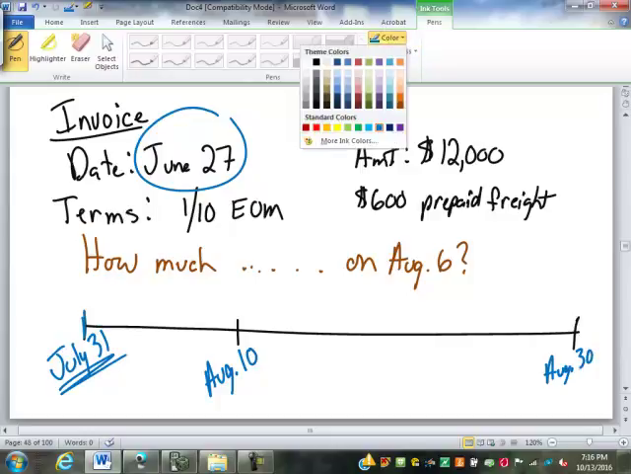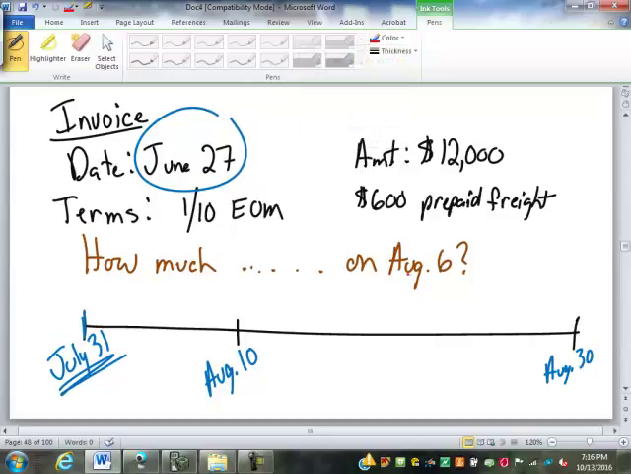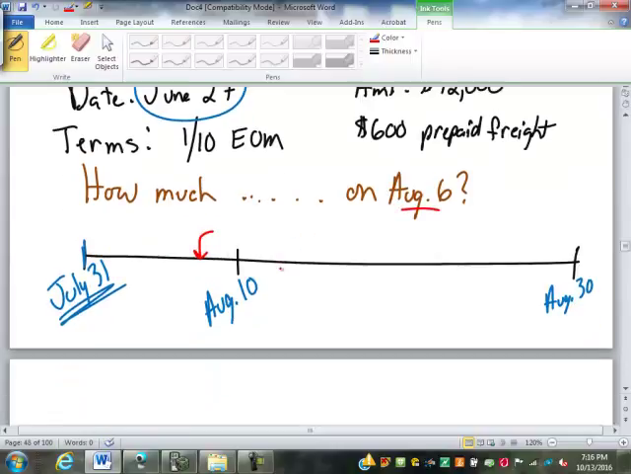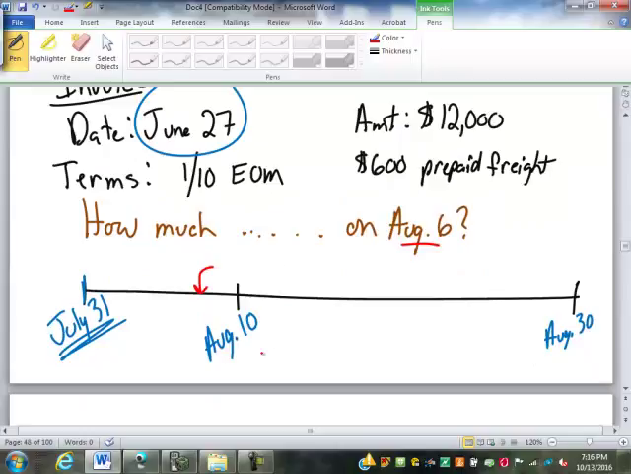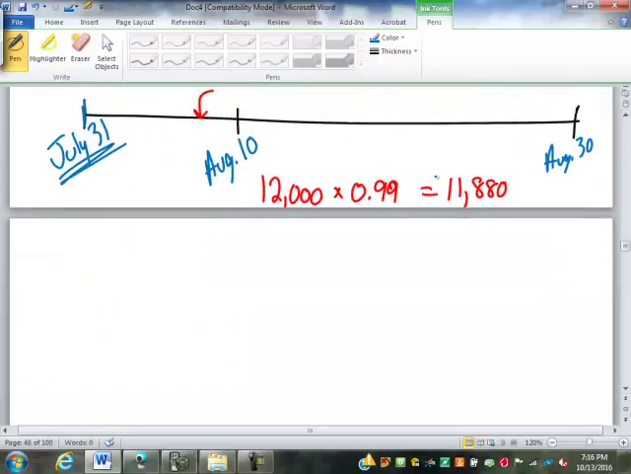So I guess the big question is, do they get the discount? Yes, they do. August 6th is a few days even before the end of the discount period. So how do we figure out their payment? $12,000 times 0.99. It's changed because it's only 1% now. That is going to be $11,880. And we're going to add $600 freight.